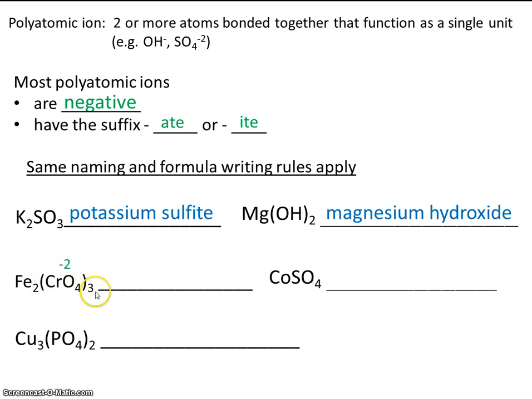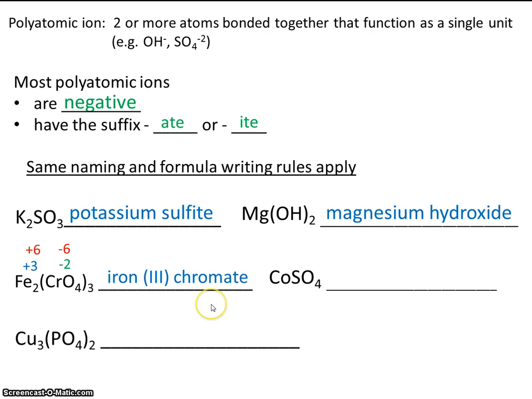But how many chromates do we have? It looks like we have 3 chromates. So if each chromate has a charge of -2 and we have 3 chromates, that means we have a total charge of -6. And we have to balance out -6 with +6. We have 2 irons, so what does the charge on each iron have to be to total +6? That's right, +3. So the name of this compound will be iron 3 chromate.